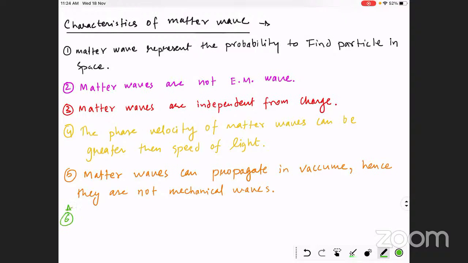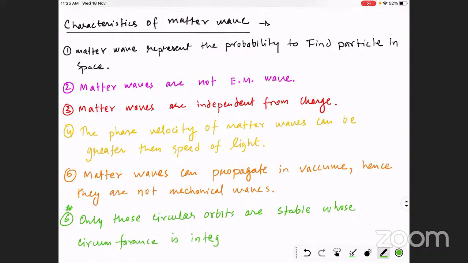Now sixth, very important, mark a star on point number 6. Only those circular orbits are stable whose circumference is an integral multiple of de Broglie wavelength.